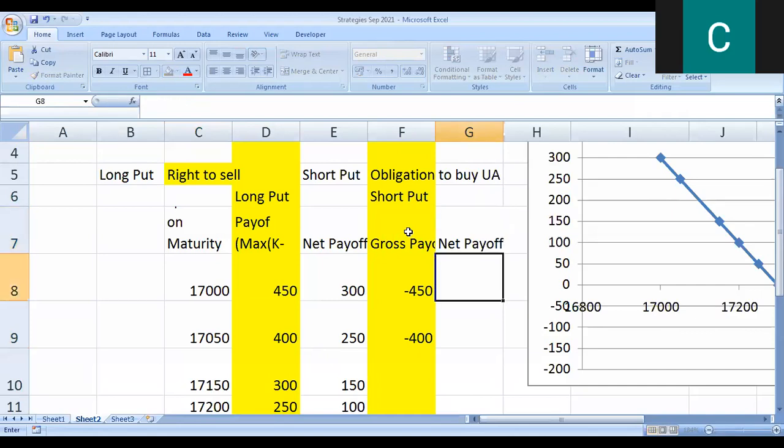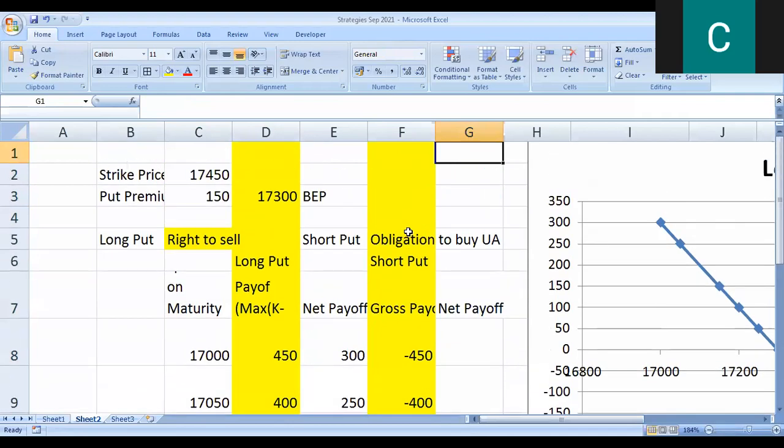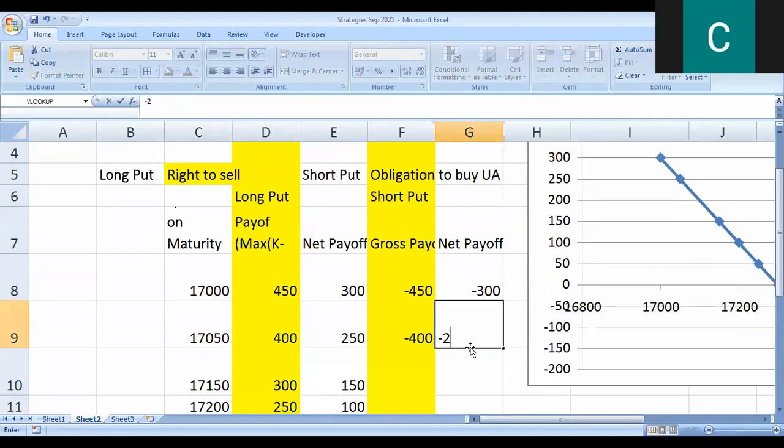And what will be the net payoff? He has received premium, or he paid premium? Premium is 150. He received 150. So what is the net amount? Net loss is minus 300 in the first case. In the second case, minus 250.